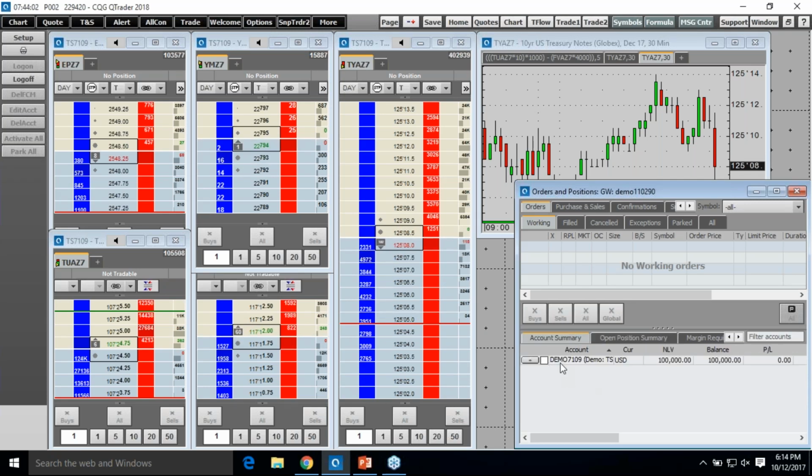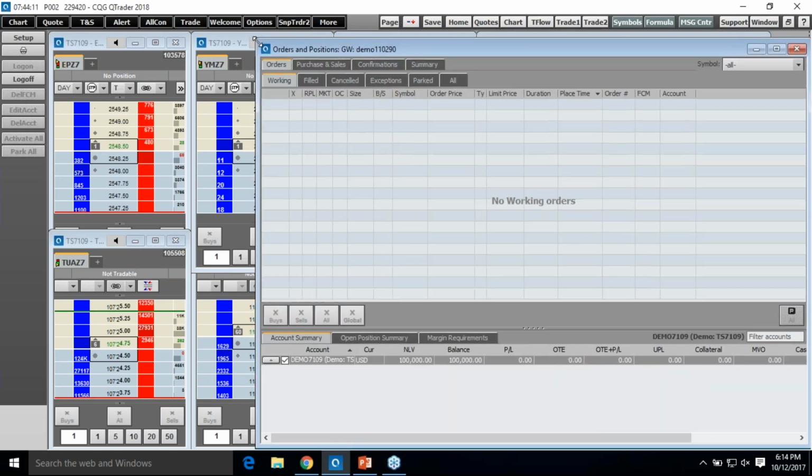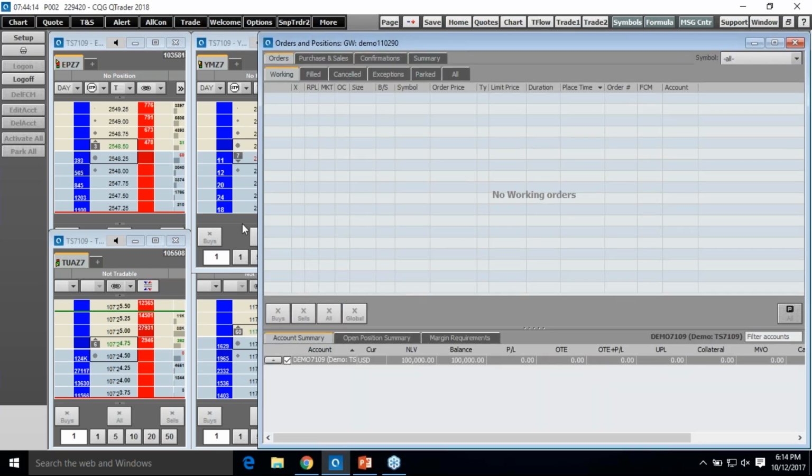So this is my account. As we start now, the account balance is $100,000 US, and I have no trades today. Very quickly, to give you an overview, these are my working orders. If I'm working orders in the market to either buy or sell something, they will all appear in this working tab, right?